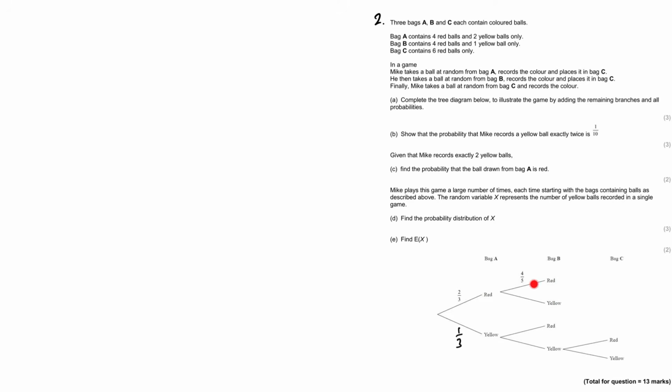And following on here, this one's got to be 1/5, because they've got to add to give me 1, don't they, across here. So if I've taken a yellow ball out and I've popped it in bag C, then looking here in bag B, we've got 4 red balls, 1 yellow ball. So that's going to be the same, isn't it? 4/5 and 1/5. Okay, and all I'm left to do now is add my remaining branches here and fill in those values.